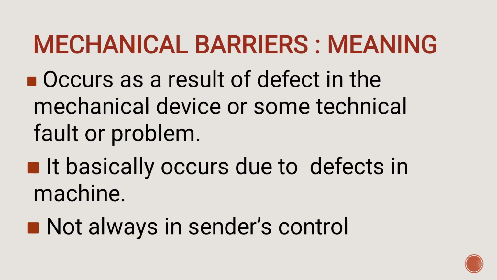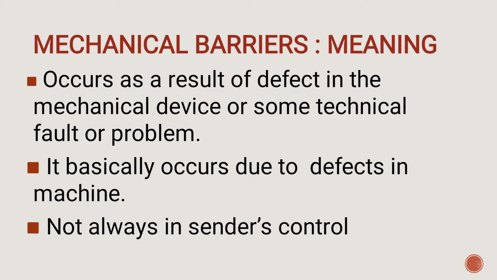Let's see what's a mechanical barrier. It occurs as a result of defect in the mechanical device or some technical fault or problem. I can say that mechanical barriers mainly occur due to problem in the machine. It can also be the inability of the sender to handle the machine. Sometimes that also causes the problem. Machine is there, but I do not know how to operate that during communication can also act as a mechanical barrier. It basically occurs due to defects in machine.